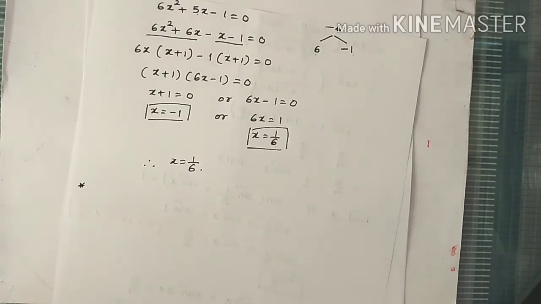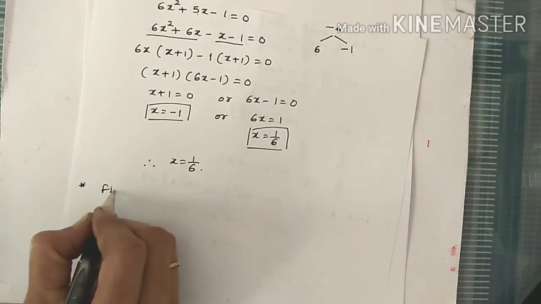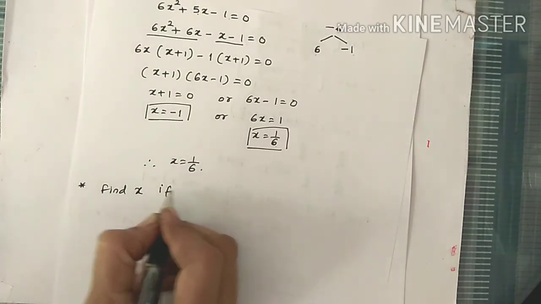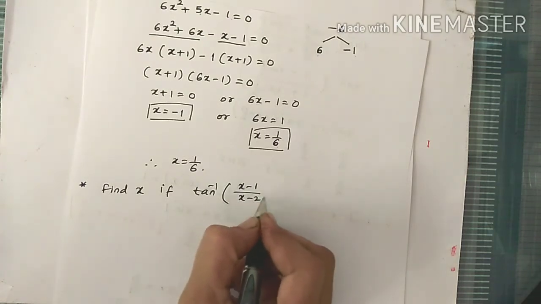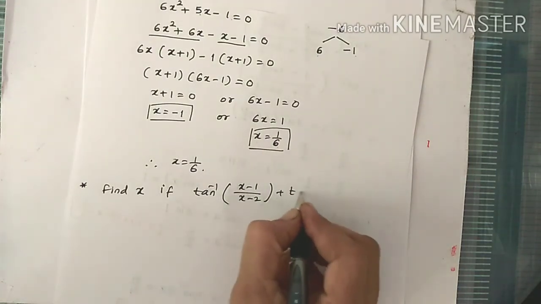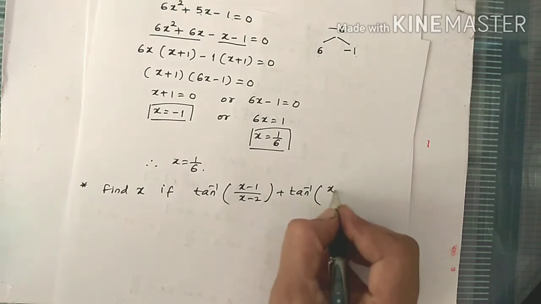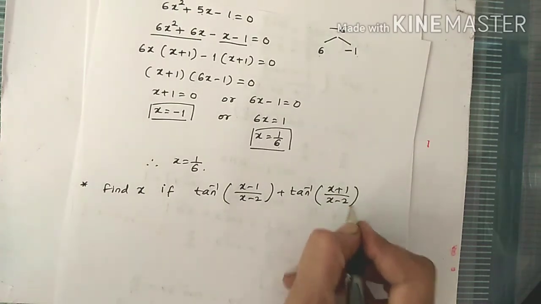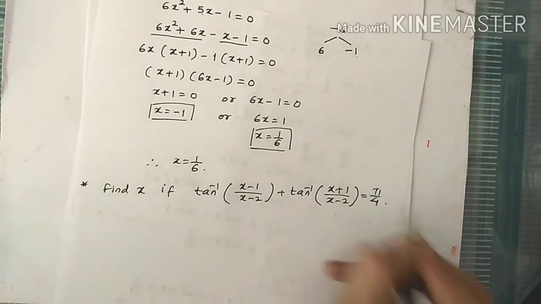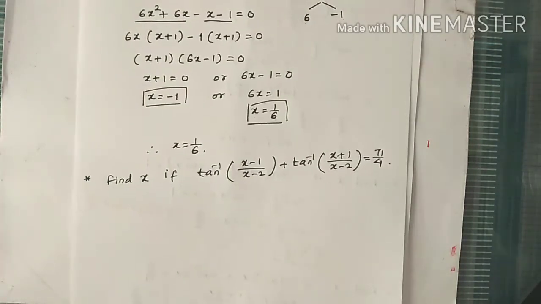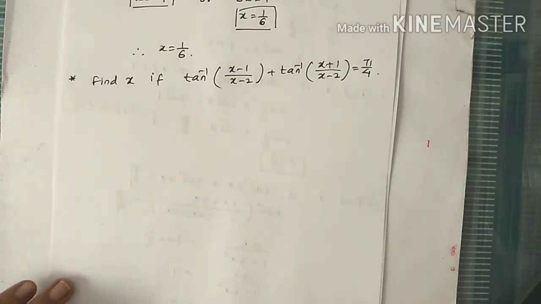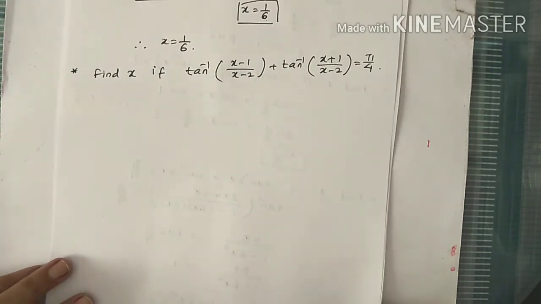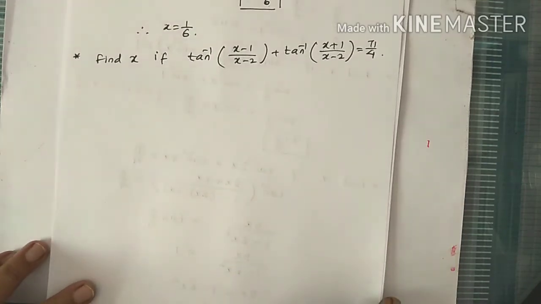Let's solve one more question of this type. Find x if tan inverse of (x minus 1) upon (x minus 2) plus tan inverse of (x plus 1) upon (x plus 2) equals pi by 4. So we are using the same technique. We are adding the terms tan inverse plus tan inverse using the formula. Then we will transfer that tan inverse to the right hand side, and we will make the term 1 as it is tan of pi by 4. And then we will solve for x.